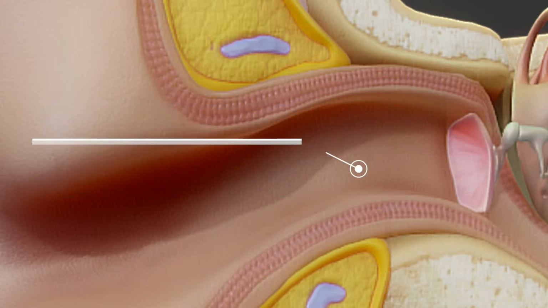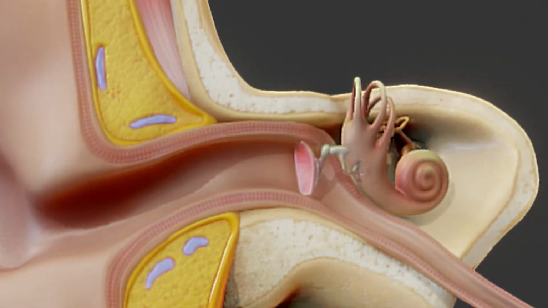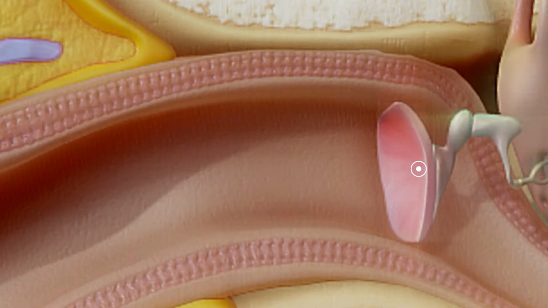The middle layer is fibrous and gives the eardrum its strength and ability to vibrate. The inner layer is mucous membrane, similar to the lining of the middle ear.